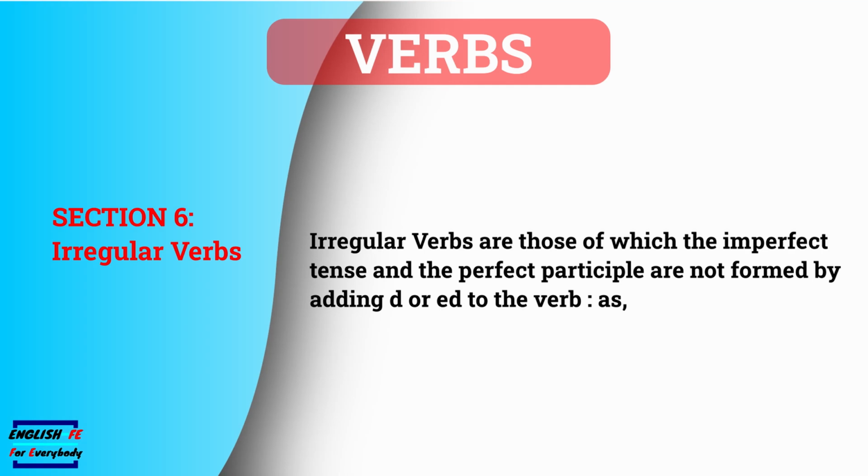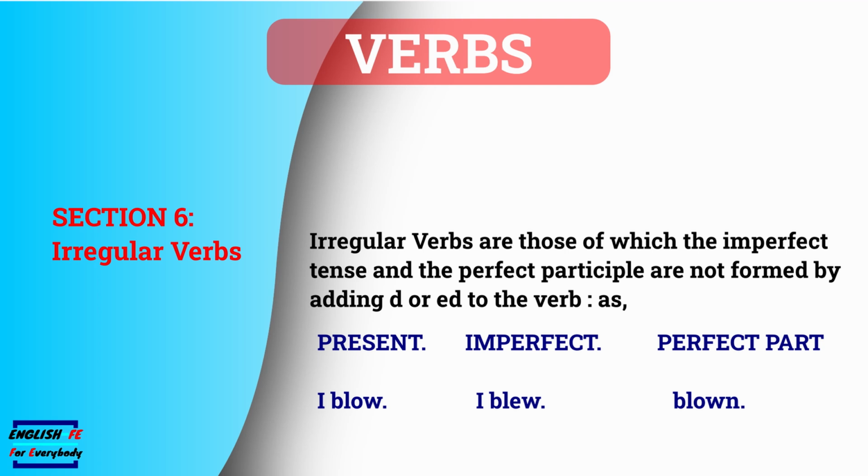Irregular verbs are those of which the imperfect tense and the perfect participle are not formed by adding d or ed to the verb, as present, I blow; imperfect, I blew; perfect participle, blown.